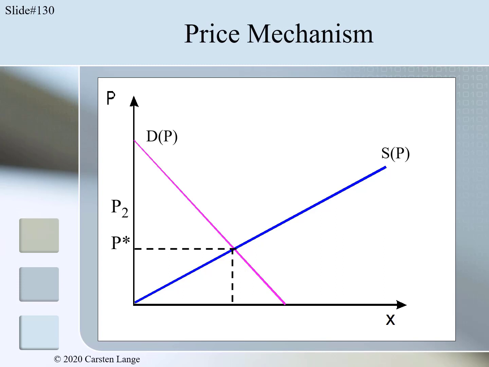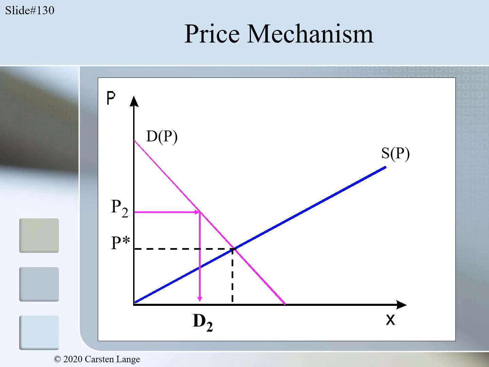Which quantity demanded goes with P2? We go to the right from P2 until we reach the demand curve. Then we go straight down until we reach the quantity axis and find the quantity demanded D2 which goes with the price P2.